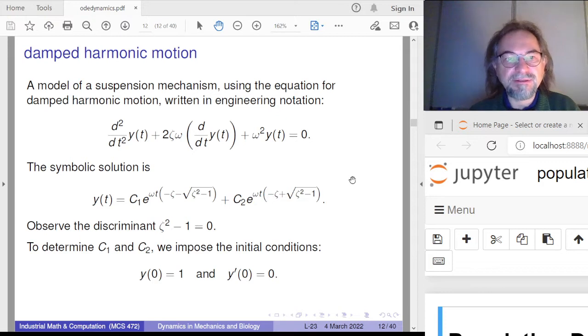Writing it in this way already reveals something if we look at the symbolic solution. This is an equation that essentially reduces to a quadratic, and you can recognize the quadratic if you denote the derivative by D, and D to the power 0 is 1, so there is a derivative operator. Then the equation that corresponds to this differential equation is 1 plus 2 times zeta times D plus omega to the power 2.